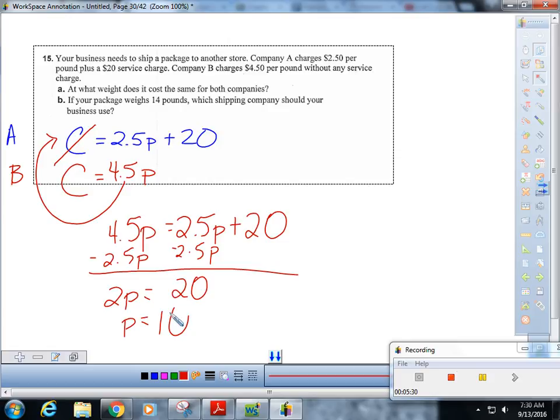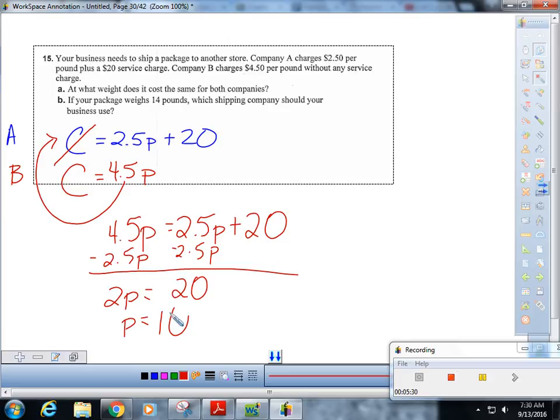Like, what if you farted in a box and wanted to ship it to somebody? Which company would you go with? You would go with company B, right? What would they charge you? Nothing. It's a free delivery. It's 4.5 times how many pounds does your fart weigh? 0. What's 4.5 times 0? 0, which is why no one has that as their actual cost equation, okay?